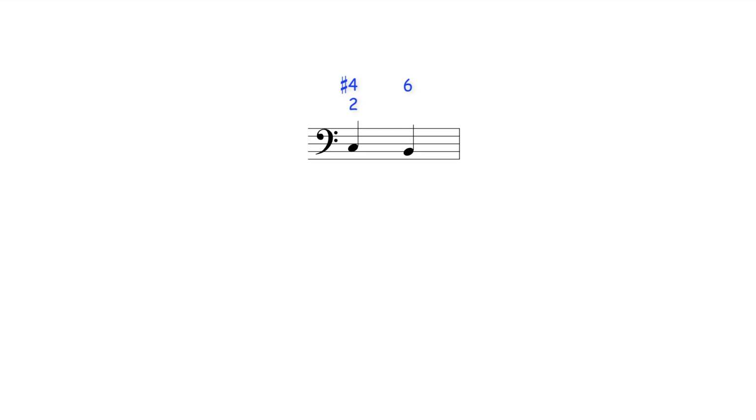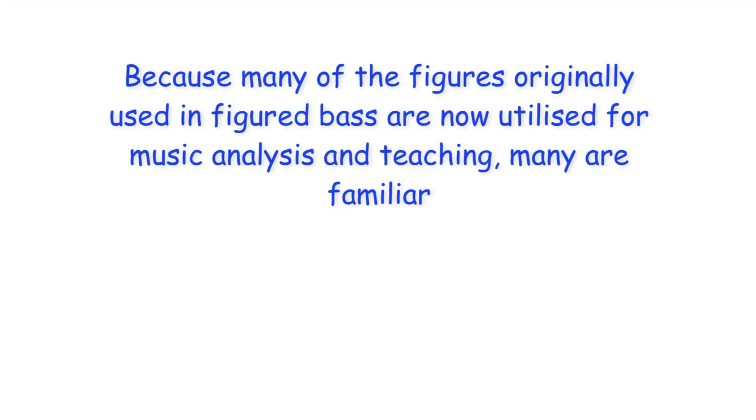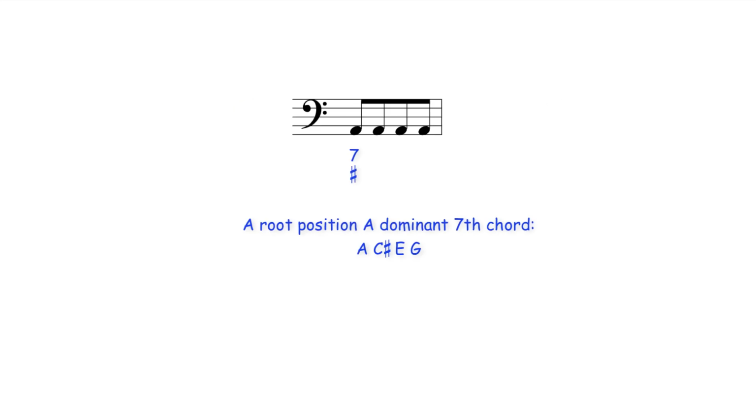Although during the heyday of figured bass, the figures were typically written above the bass line, I'll position them as is currently more typical, beneath the stave. Because many of the figures originally used in figured bass are now utilised for music analysis and teaching, many are familiar. For example, the labelling of first and second inversion chords and the various inversions and root position labels of seventh chords are the same. And as with contemporary usage, during the Baroque, seventh chord labels were typically reduced to one or two numbers, unless the omitted number required an accidental, such as here where the third of the seventh chord is raised and therefore needs to be included in the figure.